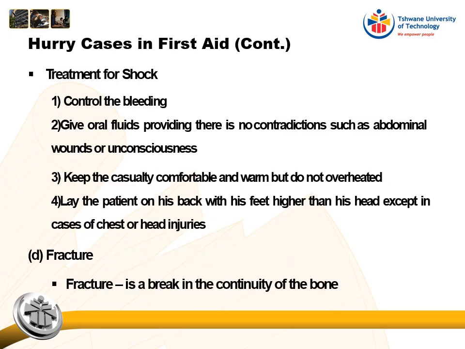Treatments for shock. How do we treat shock? Number 1, you control the bleeding. Number 2, you give oral fluids, providing that there are no contraindications such as abdominal wounds or unconsciousness. Number 3, you keep the casualty comfortable and warm, but do not overheat. Number 4, lay the patient on his back with his feet higher than his head, except in cases of chest or head injuries.